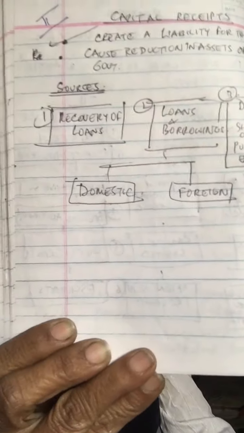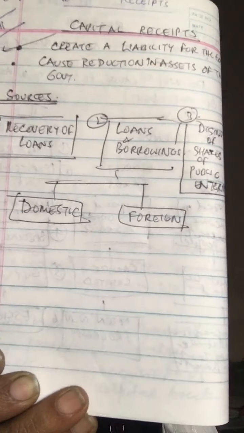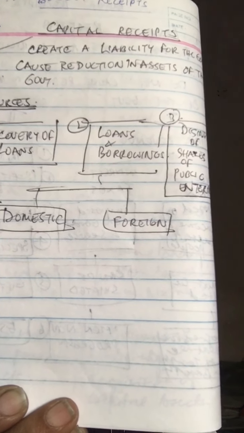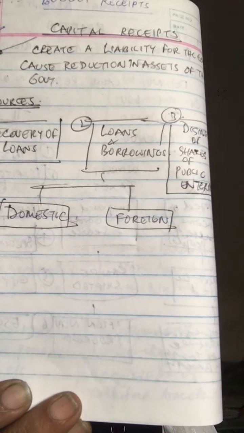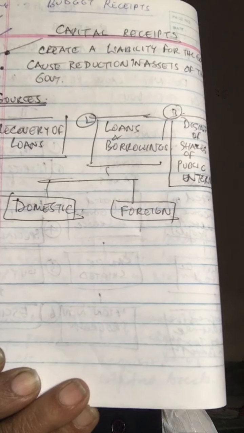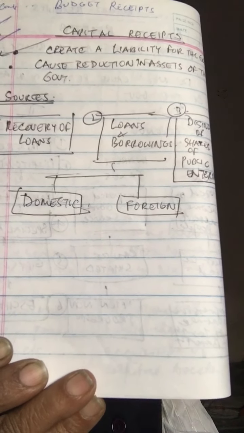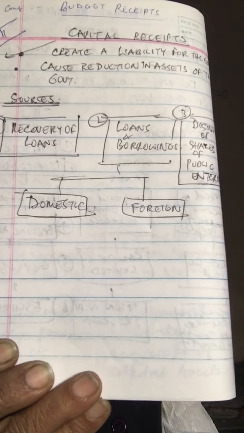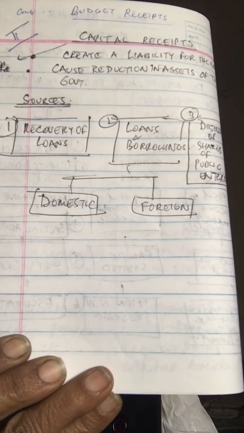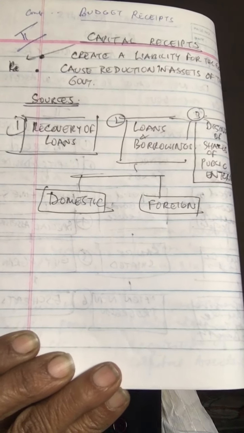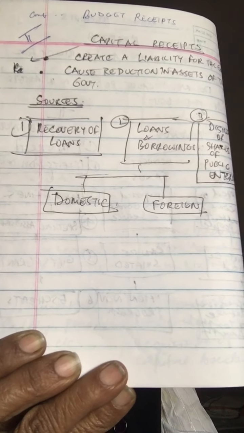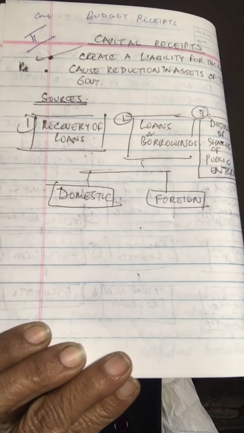Now, what are the sources of capital receipts? For example, recovery of loans. The central government gives loans to the state governments, union territories, local bodies to meet their financial requirements. These loans are recovered by the central government from the borrowers and they form a part of the capital receipts. These recoveries reduce financial assets of the government. Second is loans and borrowings. The government borrows funds from different sources to meet its financial requirement. These borrowings create liability for the government. The government may borrow funds from the general public, Reserve Bank of India, foreign governments and other bodies. So it has to return.